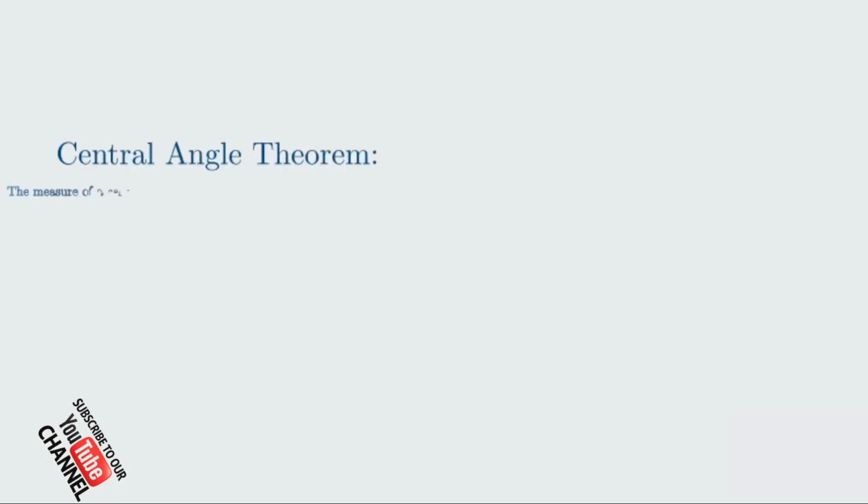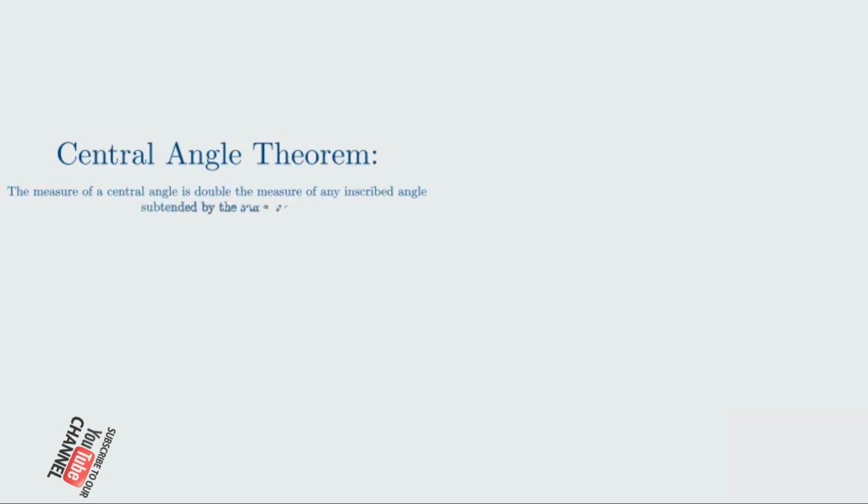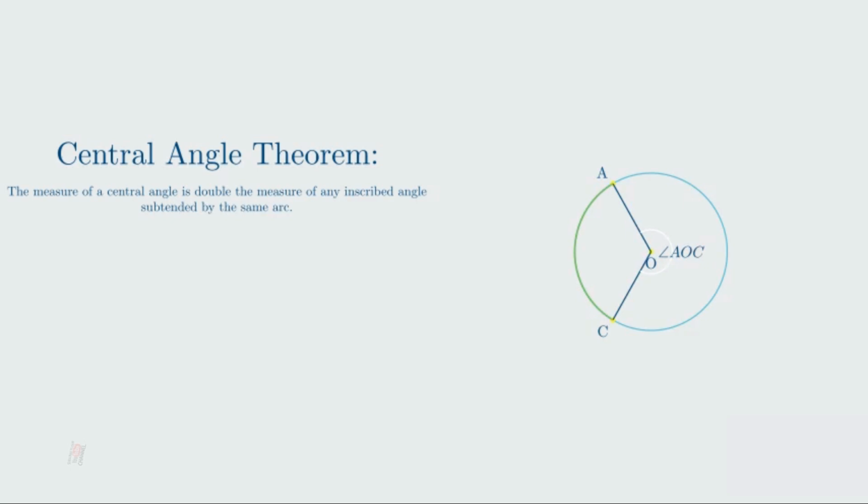The key to proving this theorem lies in another fundamental theorem from geometry, the relationship between central angles and inscribed angles. Let's state this theorem clearly. The measure of a central angle is double the measure of an inscribed angle that subtends the same arc. Let's break that down. First, what's a central angle? A central angle is an angle whose vertex is at the center of the circle, like angle AOC here. The arc it cuts off on the circle is arc AC.